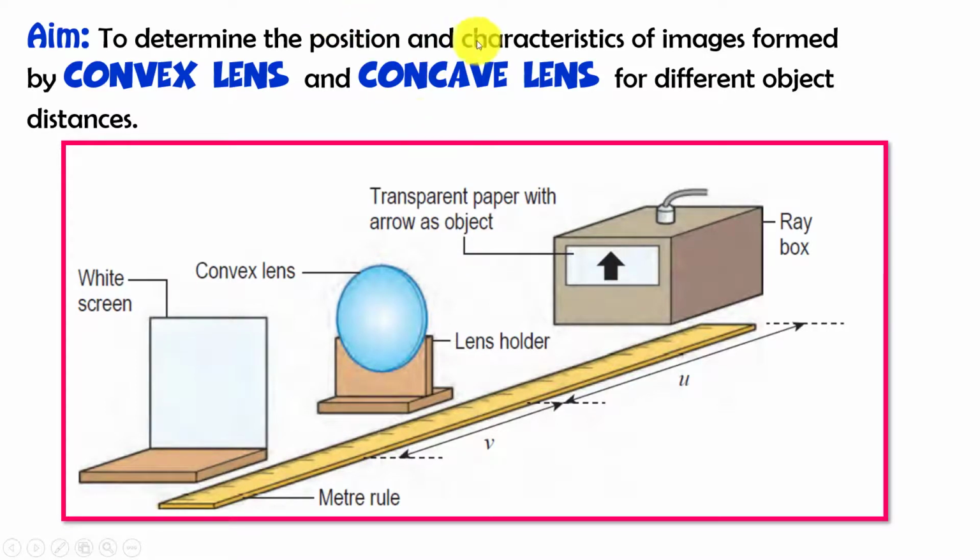They want to determine the position and also the characteristics of the image formed by the convex and also concave lens for different object distances. So in this experiment, they just adjust the object distance. After that, they want to find out what the image distance is. So from here, we know the manipulated variable is the object distance. So you see the ray box. After that, we have the lens, then we go to the screen. From the ray box to the lens, we call it the object distance. Then from the lens to the screen, we call that the image distance.